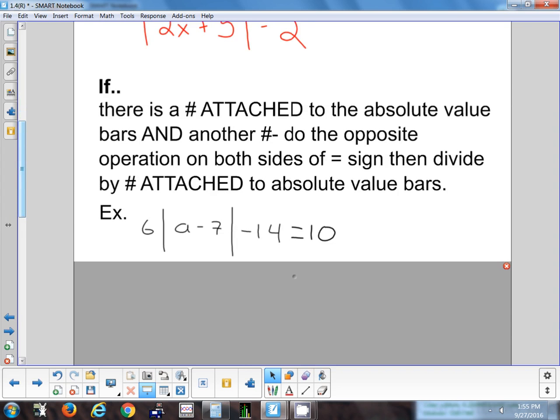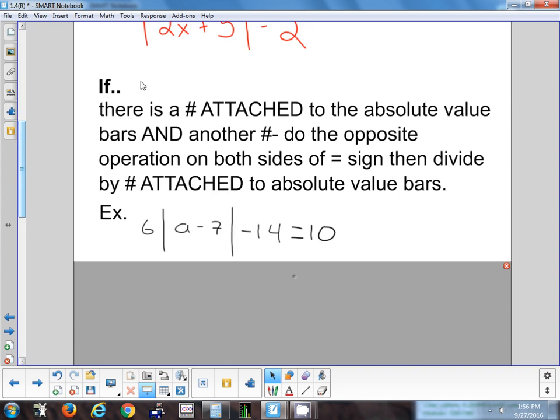Wait, do you want us to write this down? Write this down, yeah. Right on the second bullet, on the second if bullet, you're gonna write this. If there's a number attached to the absolute value bars and another number. So here's the number attached. Here's your other number. We're gonna do the opposite operation on both sides. Then we'll divide by the number that's attached.